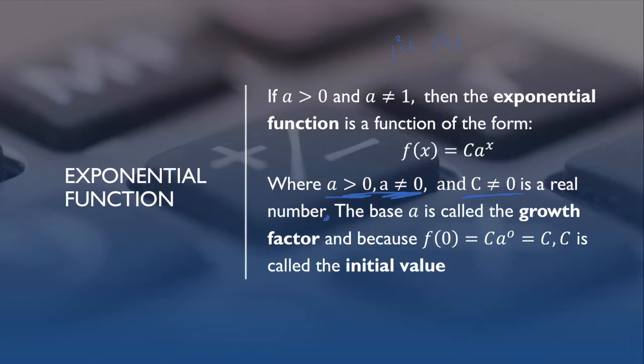Our base a is called the growth factor, right? We're growing by a factor of that base. And because f of 0 equals c times a to the 0, remember any number to the 0 except 0 is 1, we have that c is called the initial value.